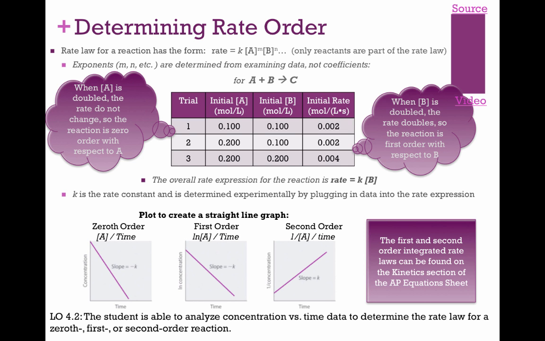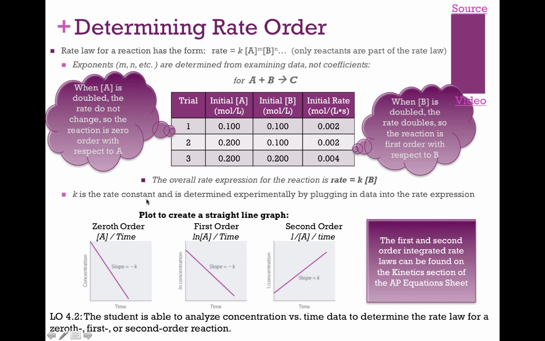Okay, so determining the order of reactants. If you remember, you have to determine it experimentally. You always look at the data that they give you, and you focus on when one changes but the other stays constant. You look at what happens to the rate. When A is doubled and the rate doesn't change, that means it's 0 order. If one doubles and the rate doubles, that's first order. If one doubles and the rate quadruples, that's second order, because 2 squared is 4.